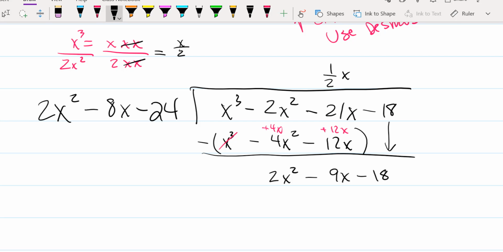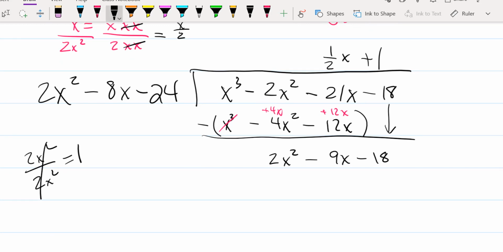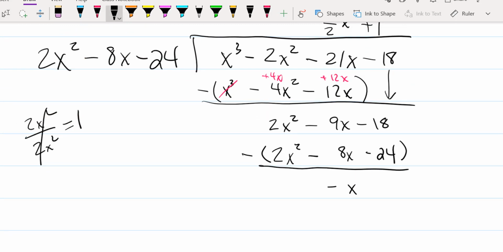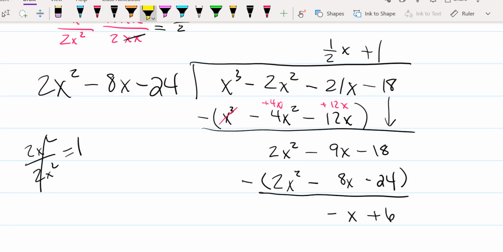Now, when we have this part, this one's kind of nice, because if I just take a look at 2x squared right here, going into this 2x squared right here, when I divide one into the other, 2x squared divided by itself is just going to give me 1. Because you have 2x squared over 2x squared, that simplifies to 1. So that's real nice. 1 times that whole trinomial is just going to give me 2x squared minus 8x minus 24. So there we are with that. When we subtract that, we don't really care about the answer, but that answer would give us negative x and then plus 6.